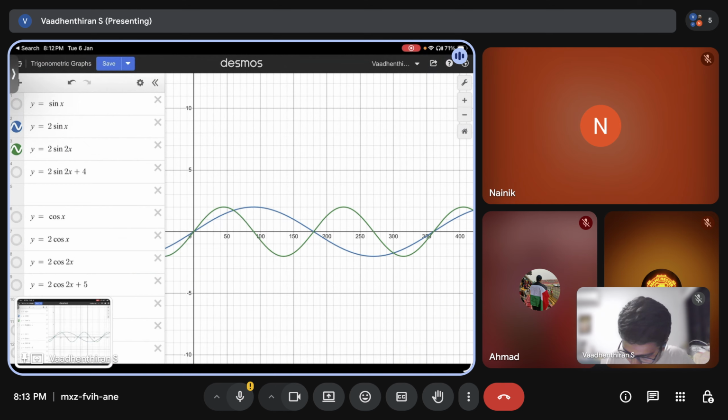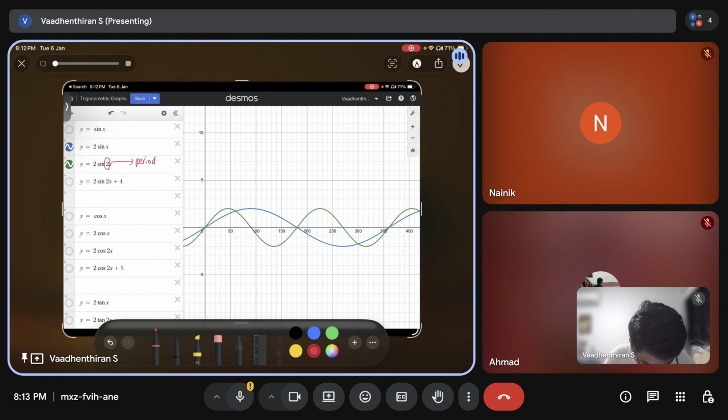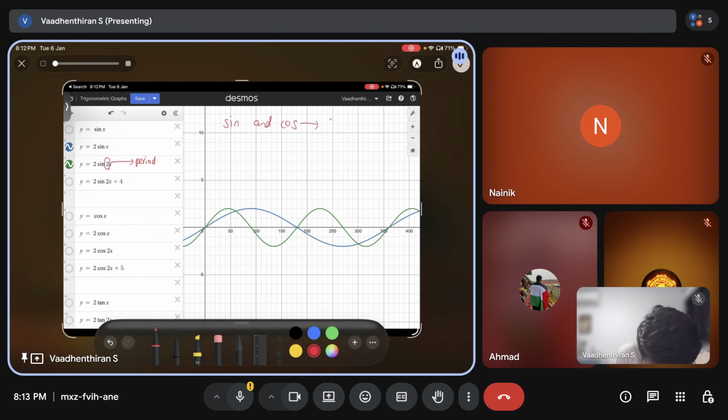So 2 sine 2x. What does this 2 give you? This 2 here represents the period of the graph. Period as in how many times it completes a cycle in one cycle. So it's how many cycles it completes in 360 degrees.